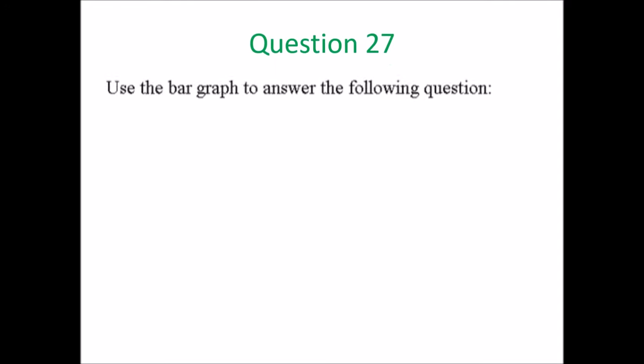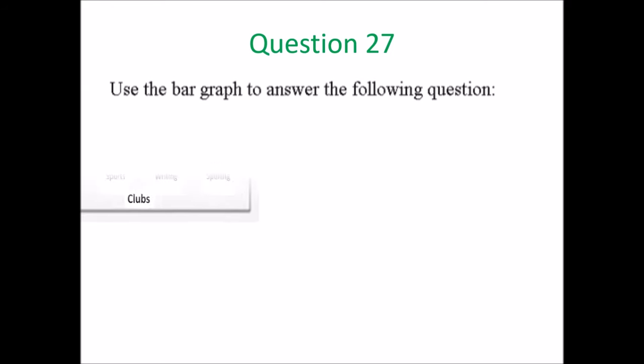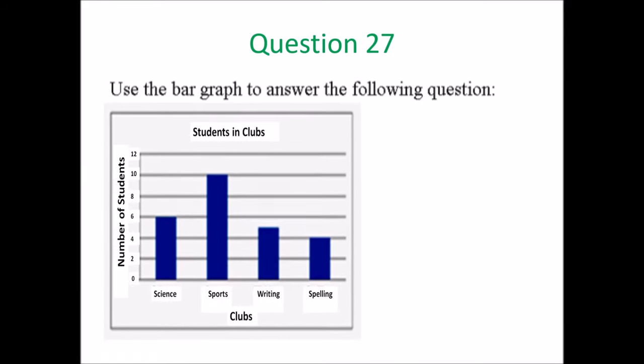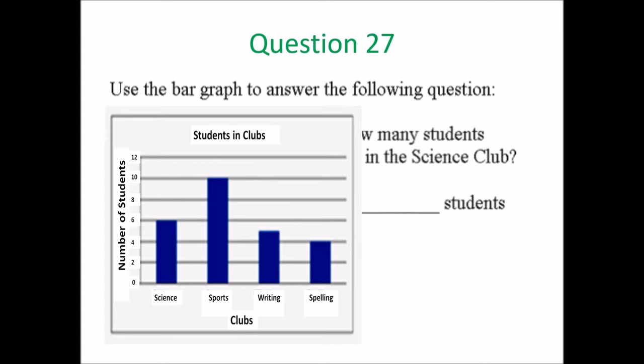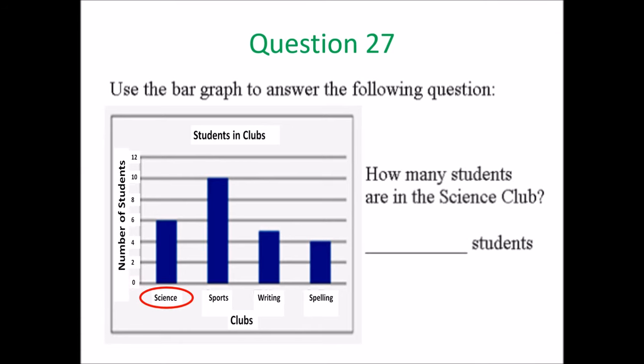Use the bar graph to answer the following question. There is the bar graph, students in the clubs, and you want to know how many students are in the science club. So find science along the bottom and then see along the side what number it stops at. Wait on it, 6. 6 students.